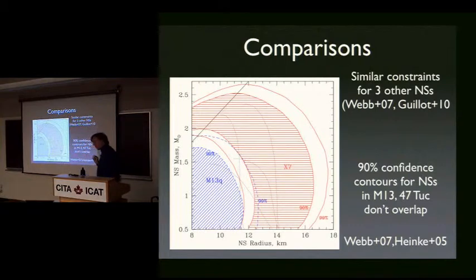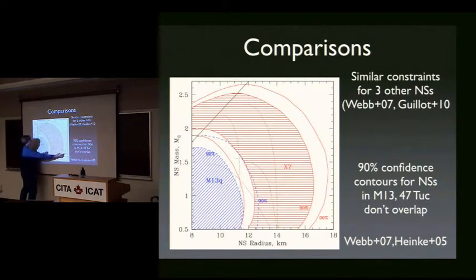Now, this is not the only neutron star for which this kind of work has been done. So here's the same constraints of X7, the 90% and 99% confidence contours. 90% is the shaded region, and 99% is these outer red lines here. Comparing with the most interesting other measurement, which is one in globular cluster M13. Here's its 90% confidence contour, and its 99% comes up here. So at the 90% confidence range, these guys don't overlap. At 99% they do.